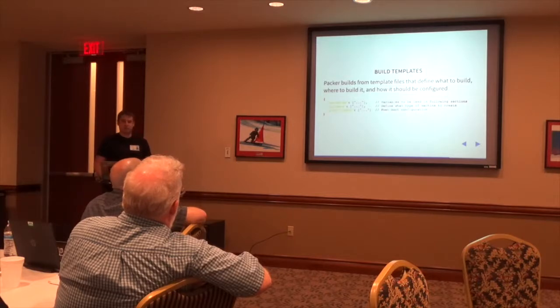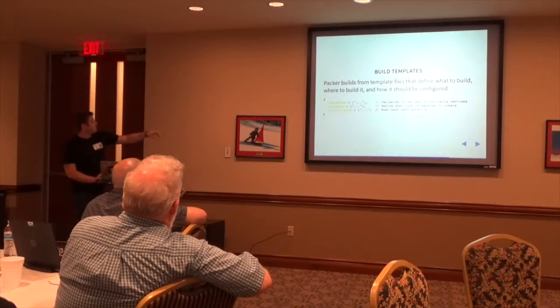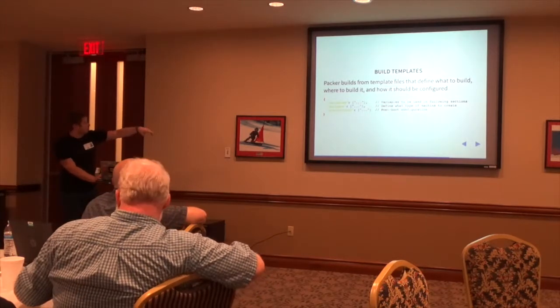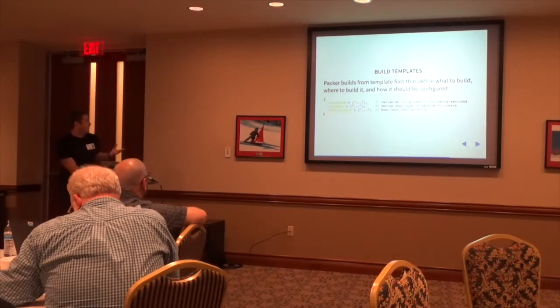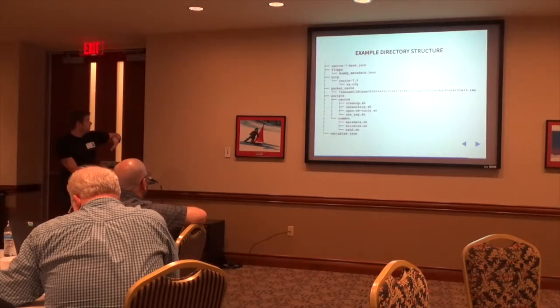When you get started, what you're going to do is build a JSON file that describes what your image should do. So it's got variables. Builders define what kind of machine you want to create, and then what you want to do after the machine is created. Here's kind of what it looks like.